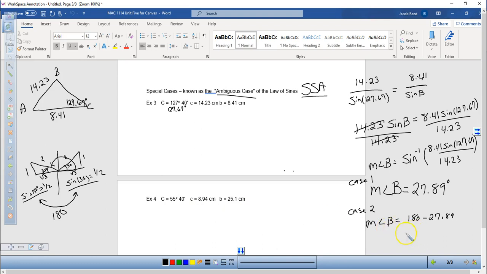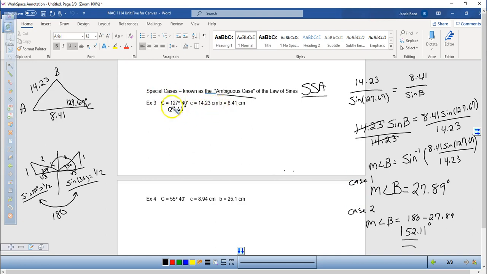That gives me that the measure of angle B in case 2 would have to be 152.11. Now, as I said a minute ago, this ambiguous case can appear. Does that mean it always does? No, because right now we do have to follow these three basic pieces of information.